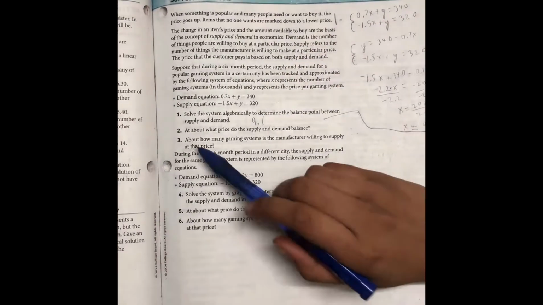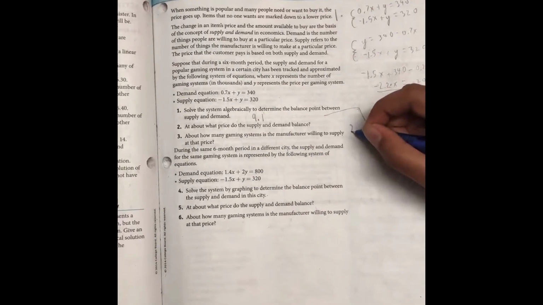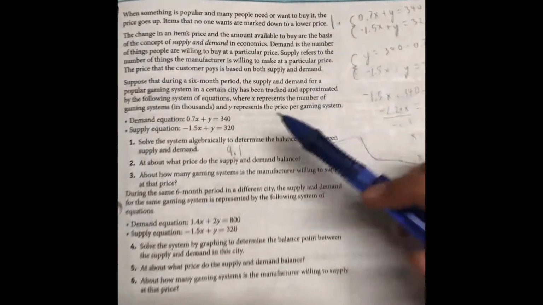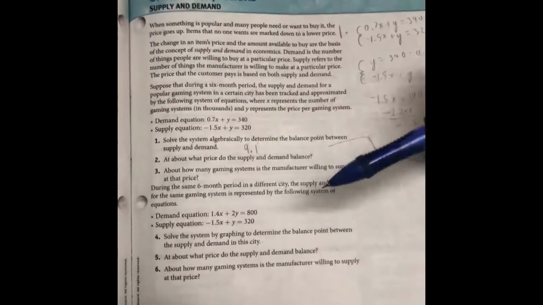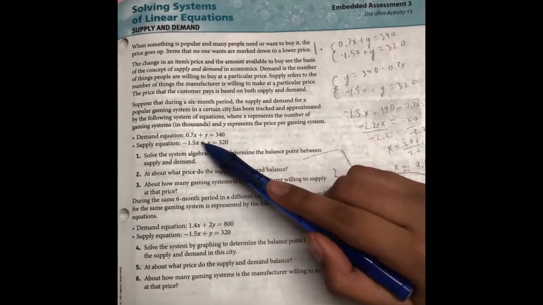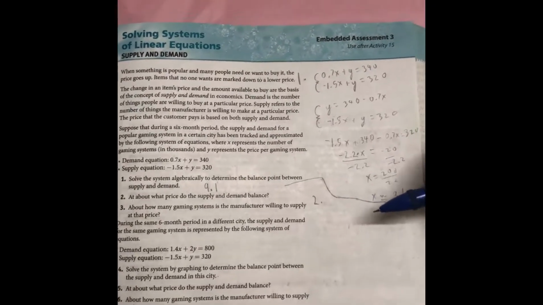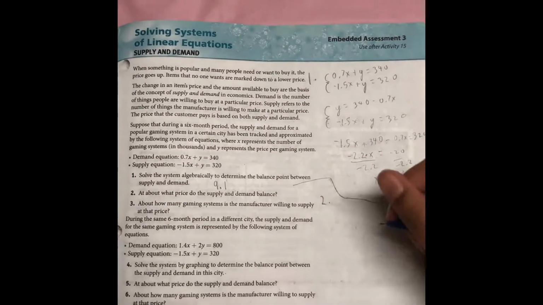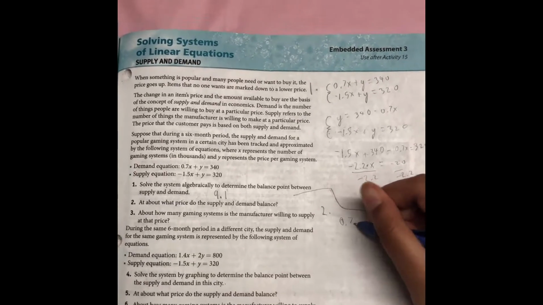Number two says, at about what price do the supply and demand balance? So number two, and we know that we did solve for y, because it says over here that y is the price per gaming system. So we have to talk about the price. Let's take the equation for demand first. The equation for demand is 0.7x plus y equals 340. So let's write that, and then we'll find the price for demand, and then we'll find the price for supply, and let's see our answer. So let's write my equation for demand.